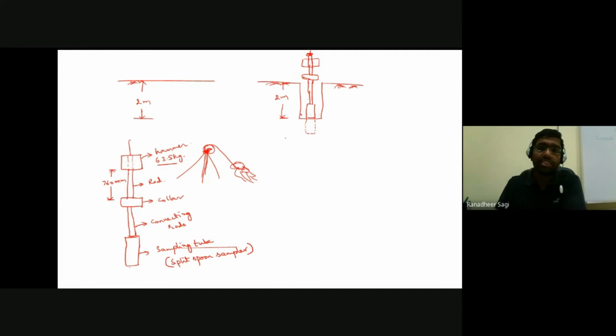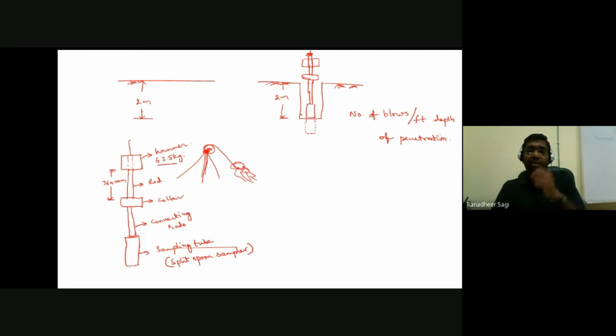Okay, so what ultimately we are trying to look at in this SPT test is we are going to find out the number of blows which are required to be given for 1 feet depth of penetration. Okay, so ultimately what we are trying to determine from this SPT test is how many blows are to be given for your split spoon sampler to get penetrated by 1 feet depth of penetration. So 1 feet depth of penetration means it is 30 centimeters.